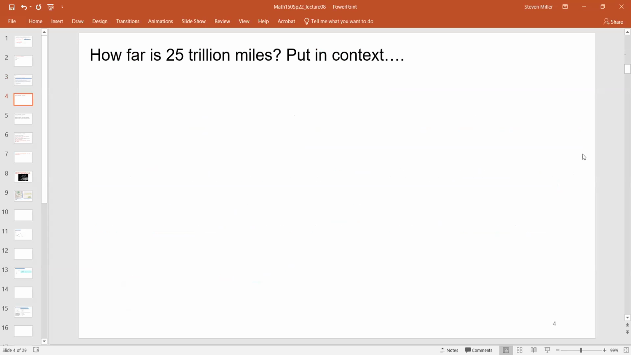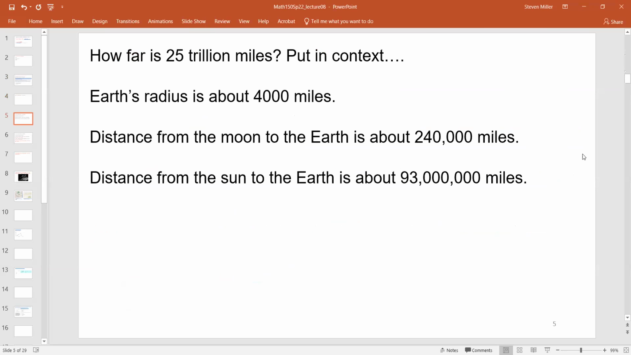Anybody know how far 25 trillion miles is? 1 light year. Very good. You're not exactly right, but you're ballpark. And when you're talking about astronomical distances, if you're within a factor of 10, that's not so bad. The Earth's radius, you should know stuff like this, is about 4,000 miles. Distance from the Earth to the Moon, 240,000. Distance from the Sun to the Earth is about 93 million miles.